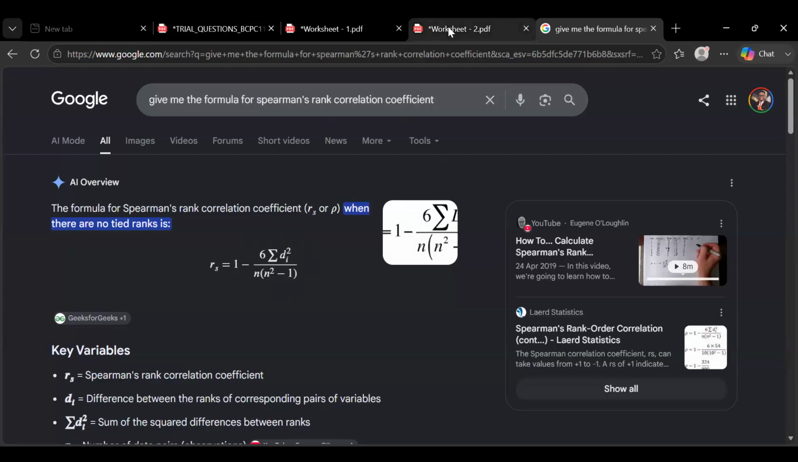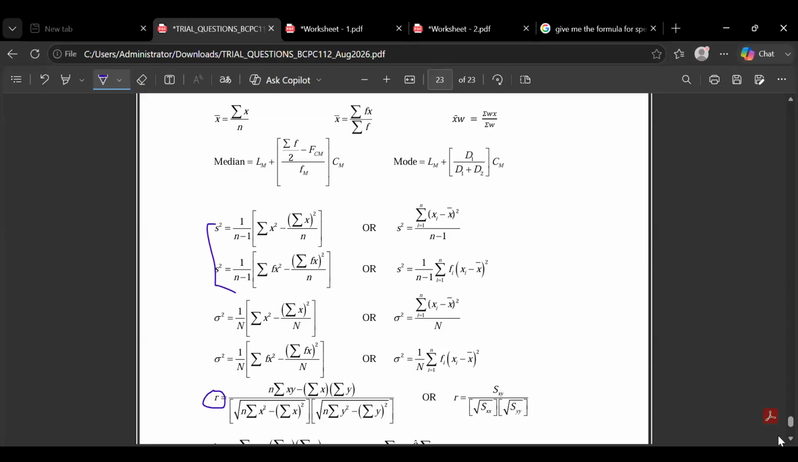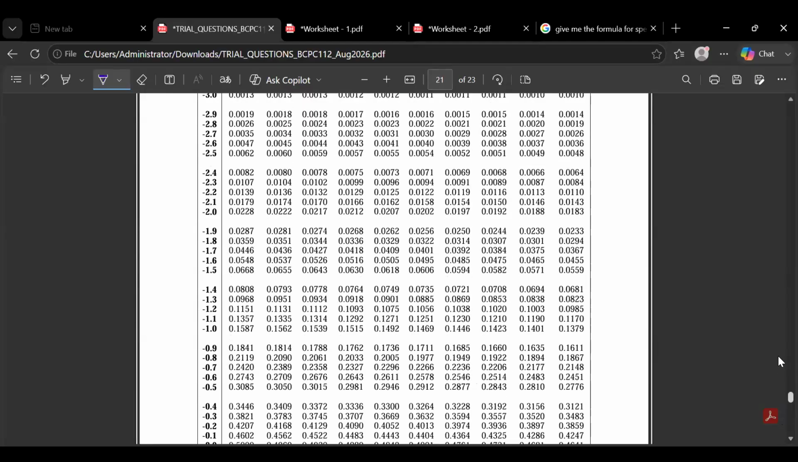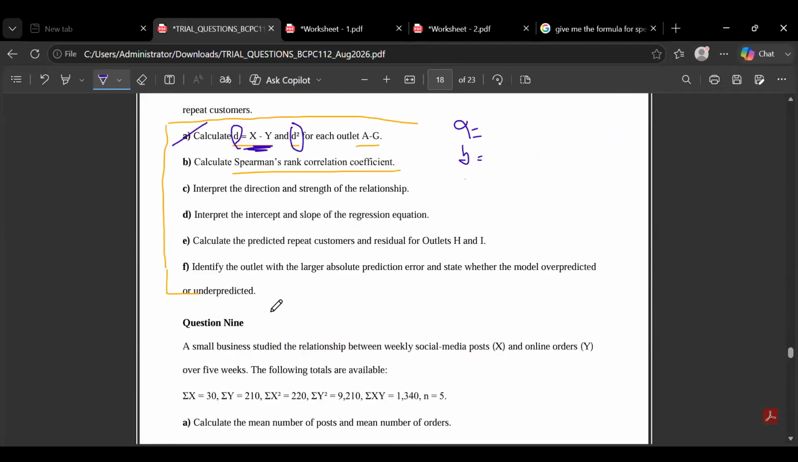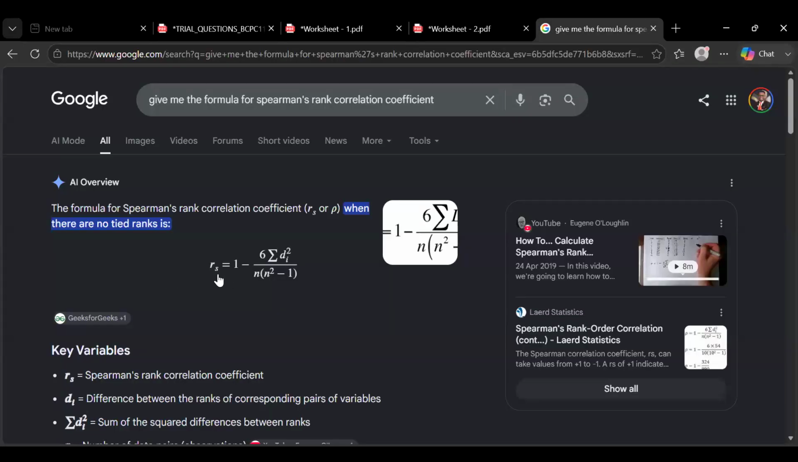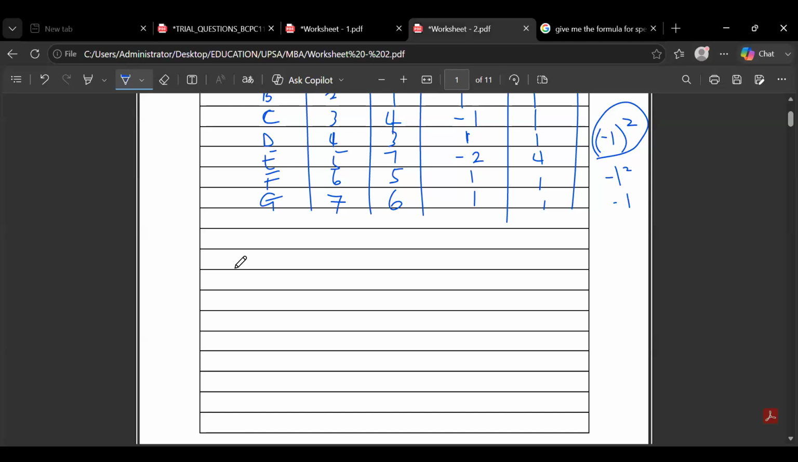Are you good? So question 2 says, part B, calculate the Spearman's rank correlation coefficient. It's also r, but you say r_s, like the formula is given, r_s. So we say part B.